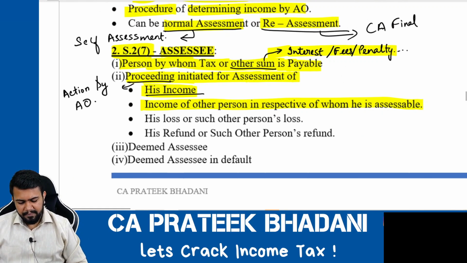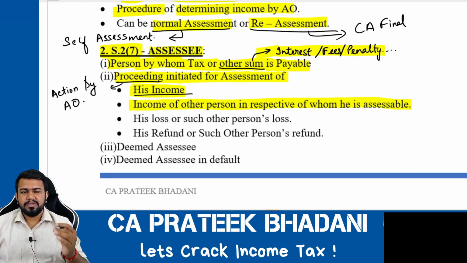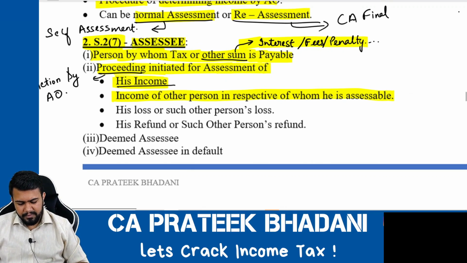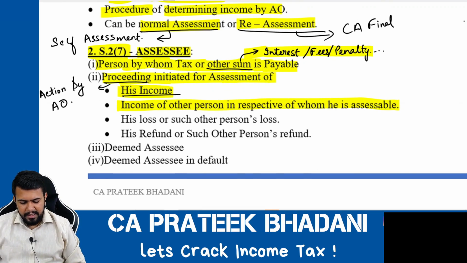You get my point? Hence, if the assessing officer wants to take an action on the minor, then he will start an action against the guardian. In such case, the guardian will become an assessee. You get my point? Next, proceeding initiated for the assessment of his loss or such other person's loss.